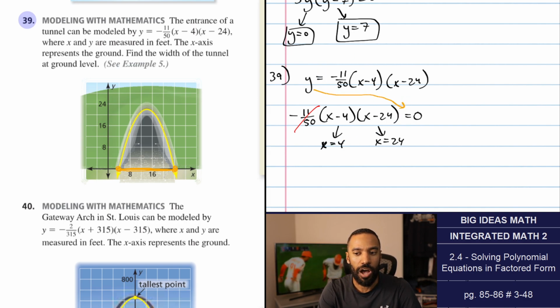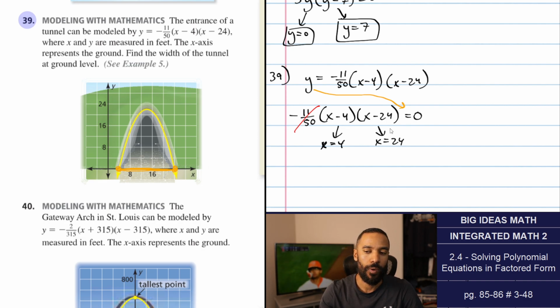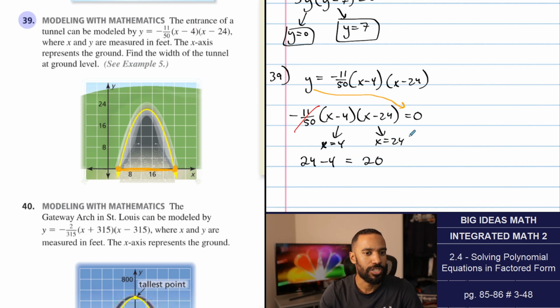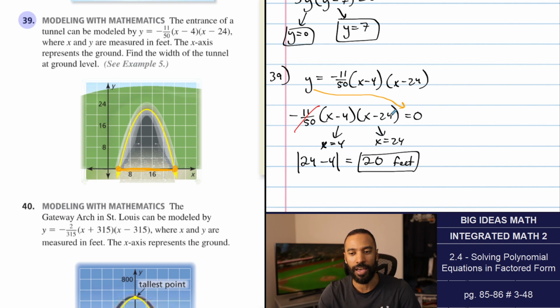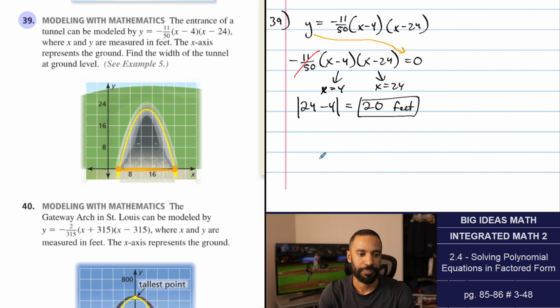Now, did I solve this problem? Not quite. I found the positions of 4 and 24, but 24 minus 4 would give us 20. And this is measured in feet. So this is in feet as well. I guarantee you that the book's solution guide somewhere would use absolute values, which is nice because 4 minus 24, I'd also want to just mention as 20. It's the distance between those two. So 20 feet ends up being the answer.